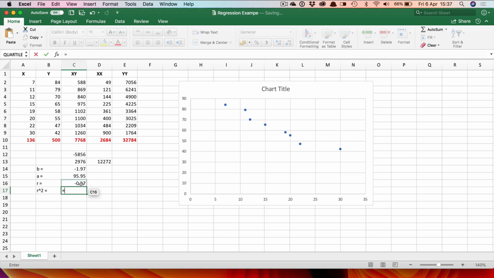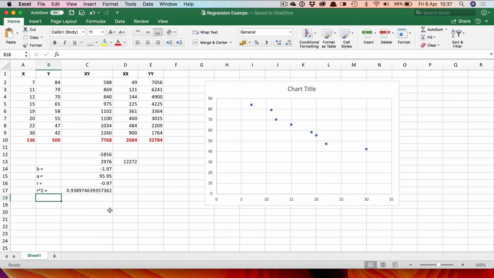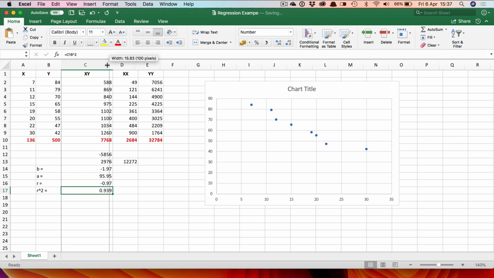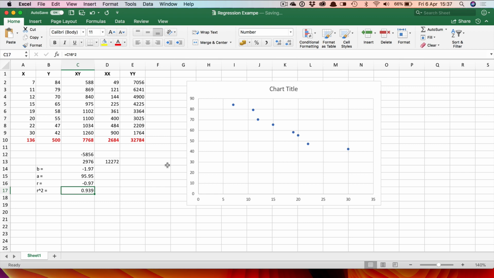So it's equal to that squared, which is a rather large value. A lot of decimal places, I should say, so let me reduce that down to say about 3 maybe in this case. Just change that column width back a little bit. Okay, so that's r squared.